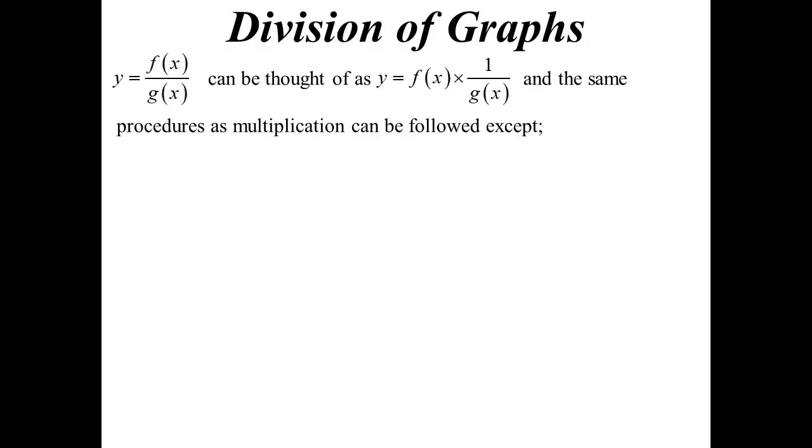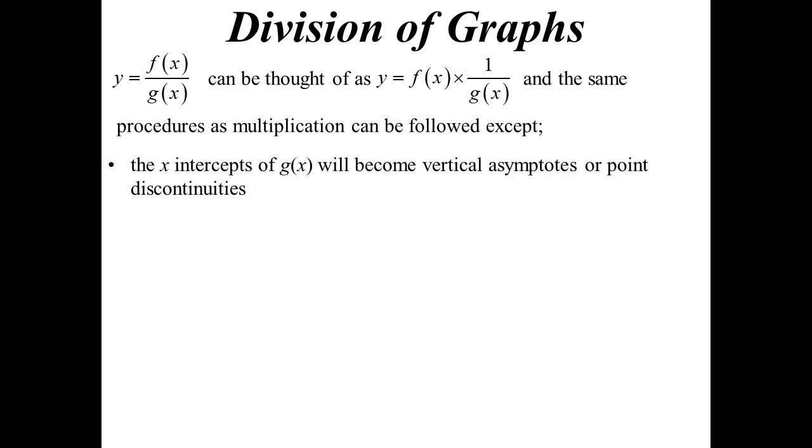That just leaves division. Well, just like subtraction is the same as addition, division really is the same as multiplication. You're just multiplying by a reciprocal. So the only difference then is our x-intercepts because of the bottom of the fraction problem. Those x-intercepts on the bottom of the fraction will become our vertical asymptotes, or maybe it's a point discontinuity depending on the curve.